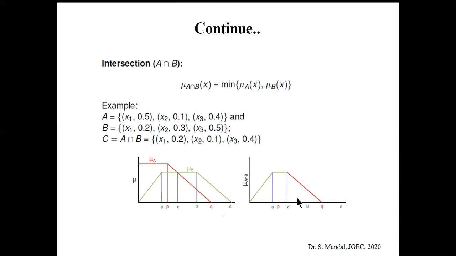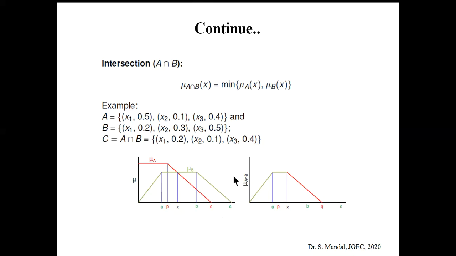Similarly, intersection. So the intersection of A and B will be the minimum of mu A x comma mu B x. For the same problem, if you observe the intersection, that will be the minimum between 0.5 and 0.2, the minimum of 0.1 and 0.3, and the minimum of 0.4 and 0.5. For that purpose, C will become an ordered pair fuzzy set: x1 comma 0.2, x2 comma 0.1, and x3 comma 0.4.